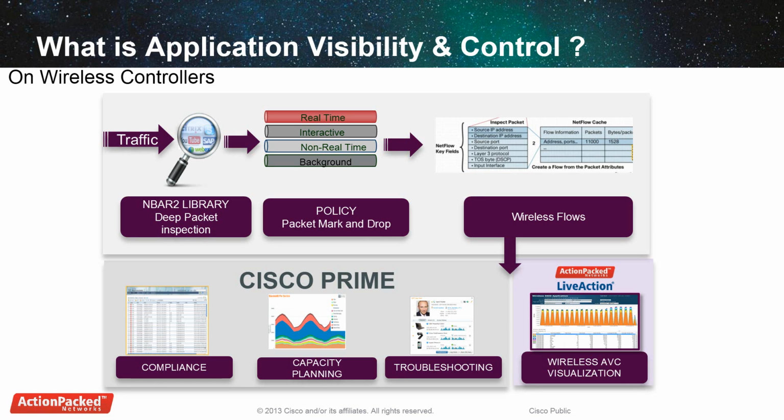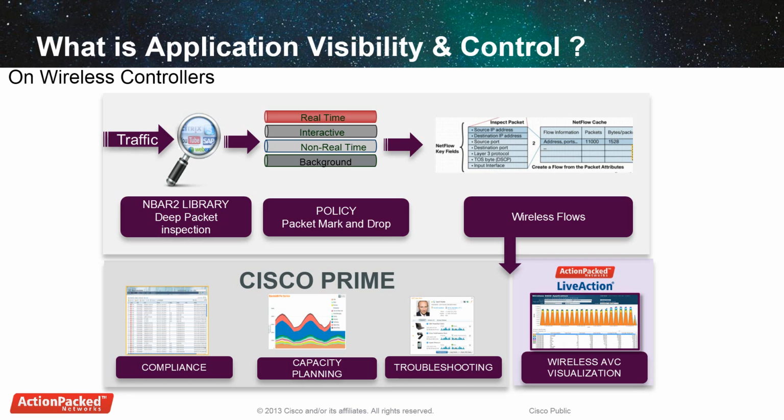So how does the AVC work on the wireless LAN controllers? Well, the way it works is it uses the NBAR2 library to do deep packet inspection, and that deep packet inspection and classification happens on the wireless LAN controllers. We do not support AVC on access points today.